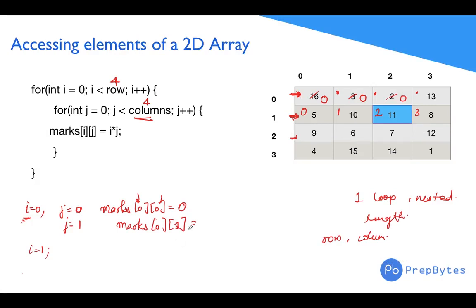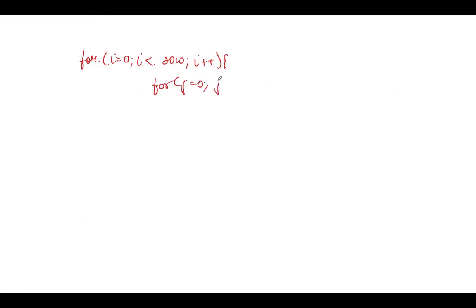Now let's say you have to just print the values here. In this case everything remains the same. Rather than this particular statement, we simply do sysout marks[i][j]. And let's say I have to take input for all the elements of the array. In that case I'll simply run a loop for i equal to 0, i less than row, i plus plus, for j equal to 0, j less than column, j plus plus, marks[i][j] equal to sc dot nextInt, and we close this.